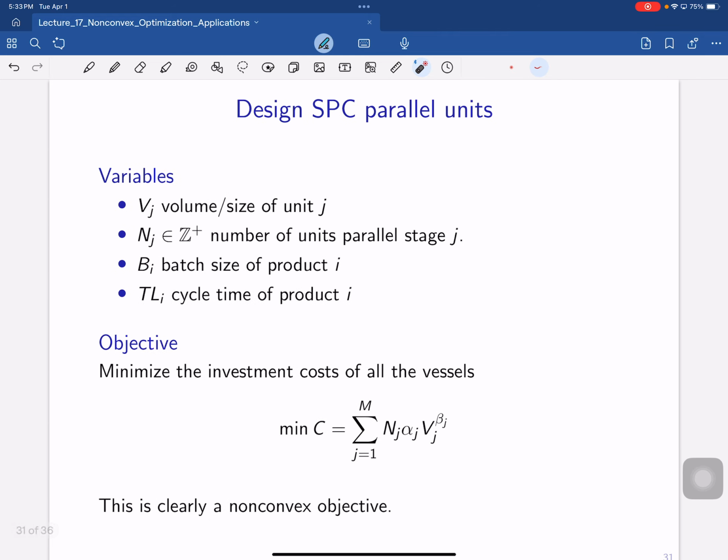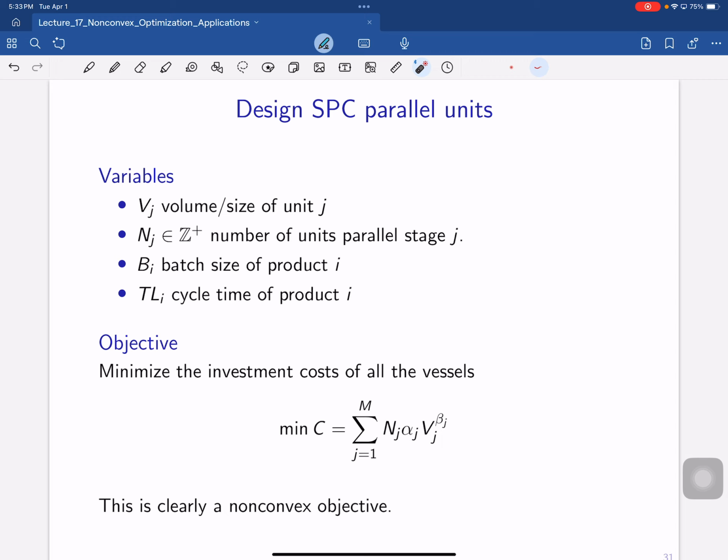Then the variables include the design variables. Vj represents the volume of unit J, and Nj represents the number of units at stage J, right? Bi is the batch size of the product I. Right? If you have a total demand of the product I, then you can split them into different batches. Ti is the cycle time of product I.